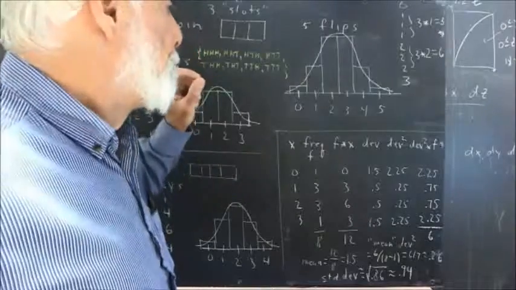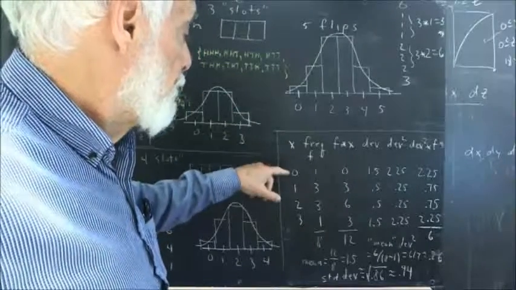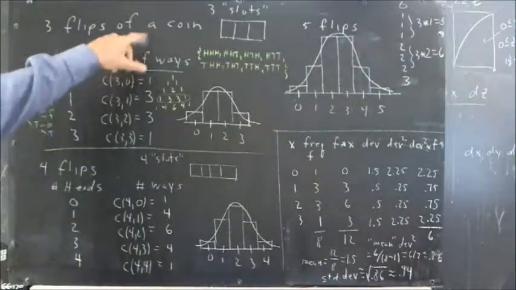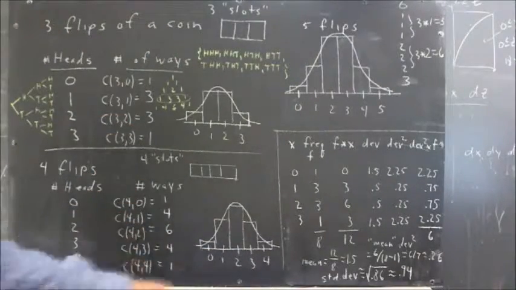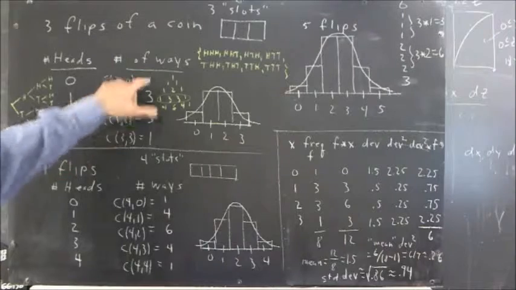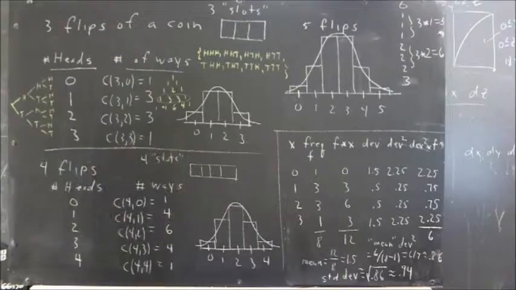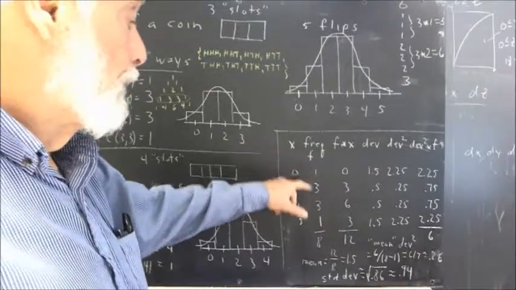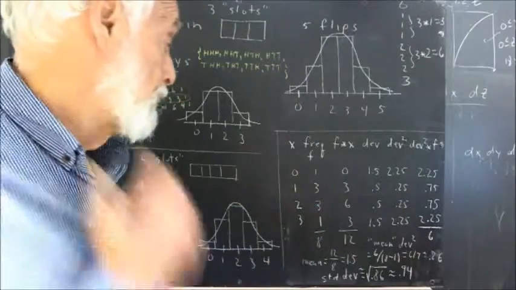Okay, so here's your frequency distribution. Here's your X, here's your frequency. Frequency is a number of ways, so I'm just repeating this table here. Now I'm just doing this for the 3 flip case. So I have 0, 1, 2, 3 heads with frequencies 1, 3, 3, and 1. You should understand what that means.